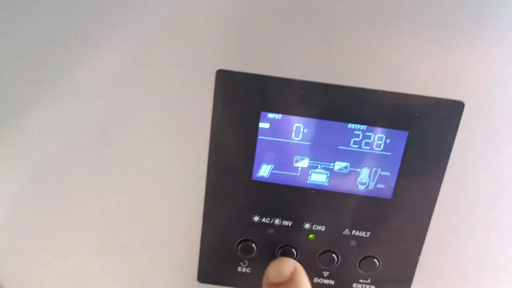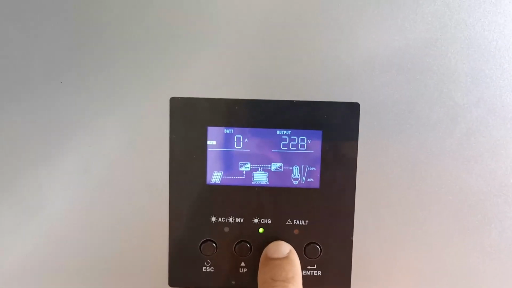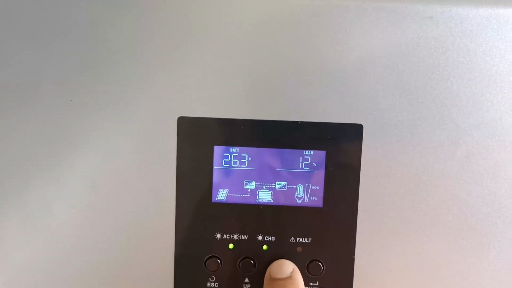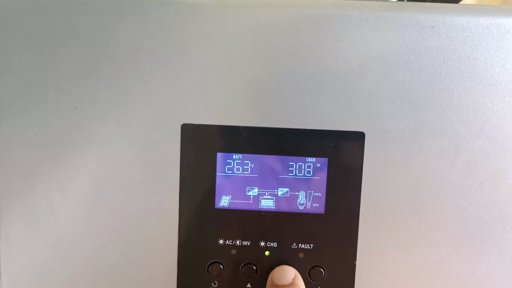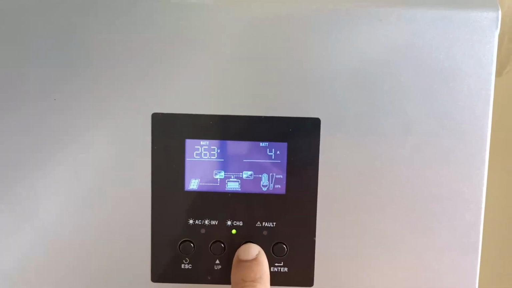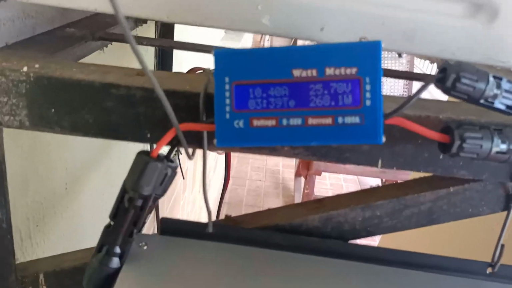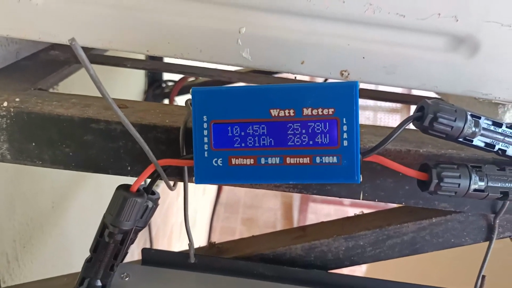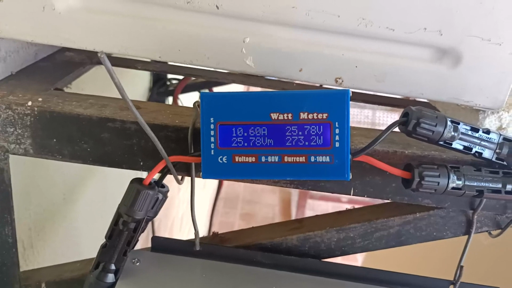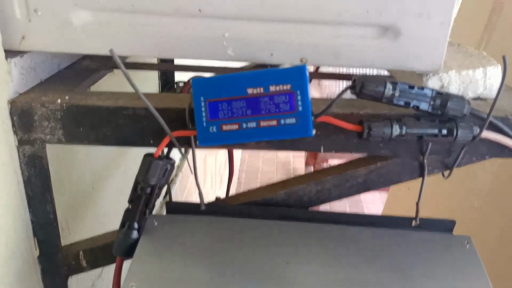And very little from the battery. Okay, so yeah, 4 amps coming out of the battery and 10 amps from the solar, total of 15 amp, 14 amps. So, yeah, makes sense, ain't it?